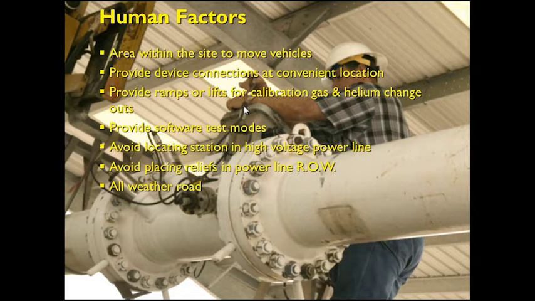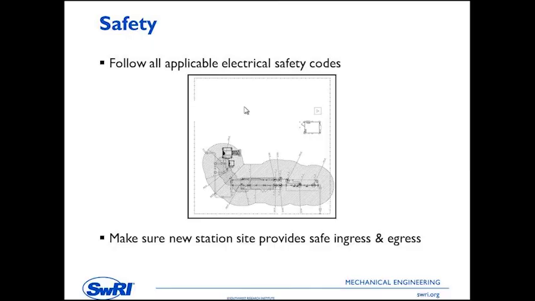I've also listed that movement in and out of the site as a human factors consideration. We also need to make sure that the device connections within the facility are made in convenient locations. Oftentimes there is a chromatograph building that's located on site for large capacity stations, and the technicians are required to move calibration gas and helium gas in and out of the building. So there need to be opportunities for lifts or ramps.